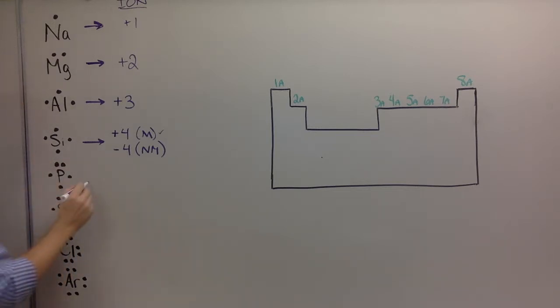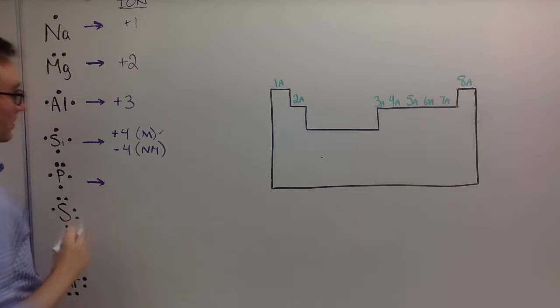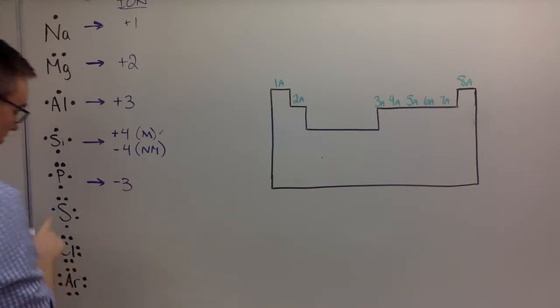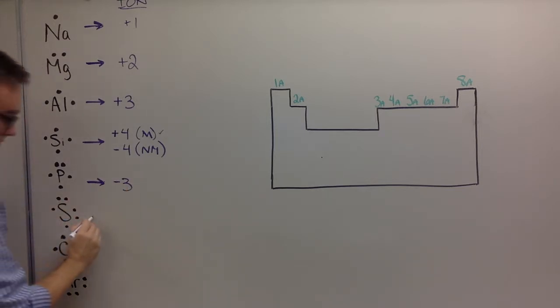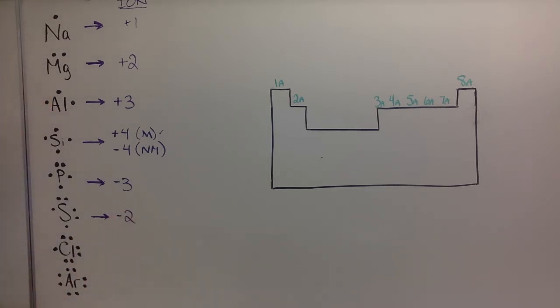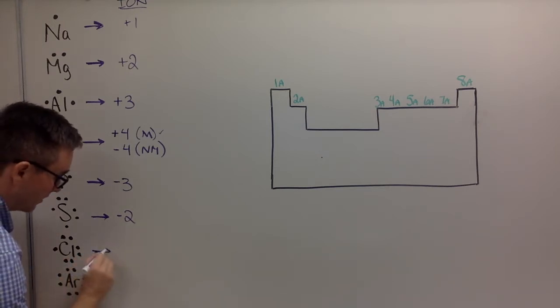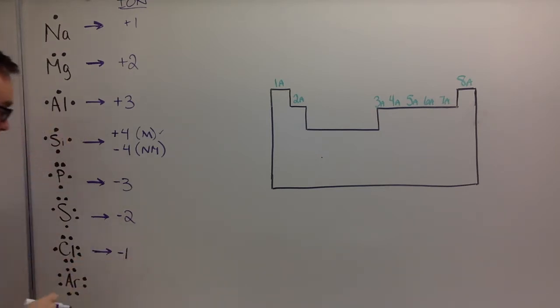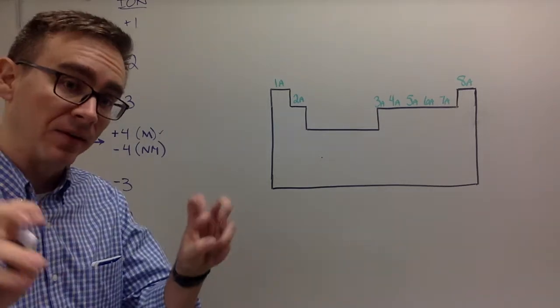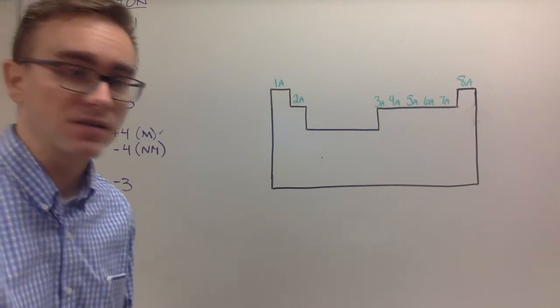Next is 5 valence electrons. It's going to gain 3 and become more negative, so we get a -3 anion. With 6 valence electrons, we're going to gain 2 more and become a -2 ion. And with 7, we're going to gain 1 and become a -1 ion. And then argon has a full outer energy level. So it's not going to gain or lose any electrons because it is already happy, and so it doesn't form an ion.